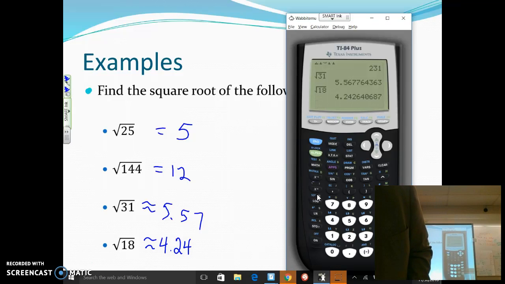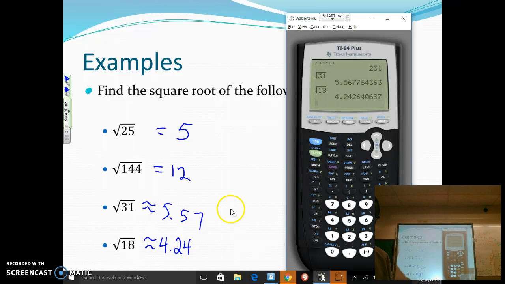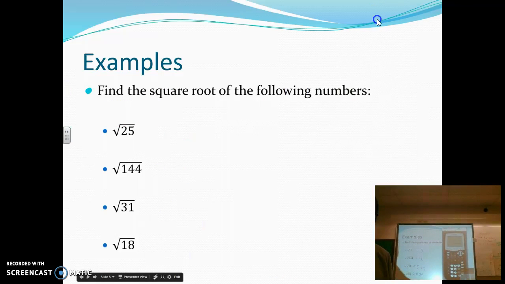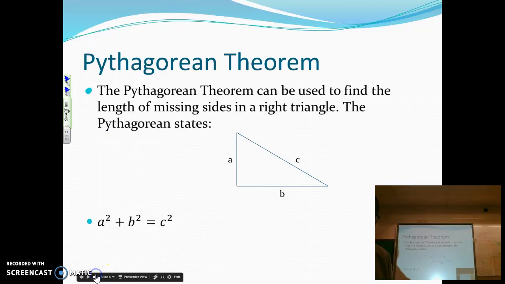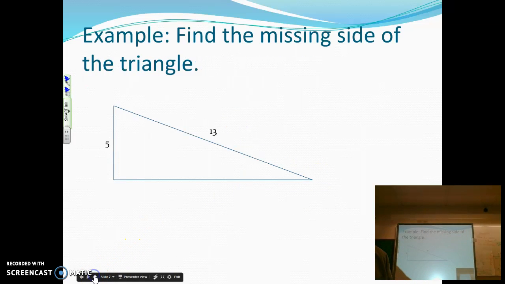The reason that we're discussing square roots is because square roots are helpful in using a rule that we should be pretty familiar with, that we've seen before when dealing with right triangles, and that rule is the Pythagorean theorem. And this can be used to find the length of missing sides. The Pythagorean theorem simply states that a squared plus b squared equals c squared, where a and b represent the two sides that make the right angle, and c is the side that we call the hypotenuse. All right, so we have a squared plus b squared equals c squared. And let's use this in action.